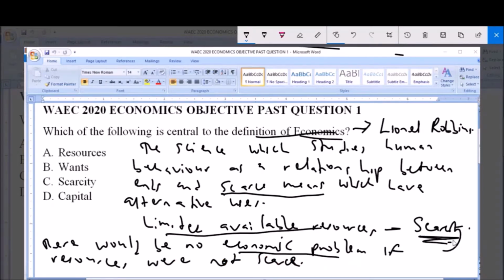So the idea of scarcity is very, very important, and it is central. You can say it's central to the definition of economics. It is due to this reason that economics is sometimes defined as the study of scarcity. So as we have rightly established, option C, which is scarcity, is the answer to this question.